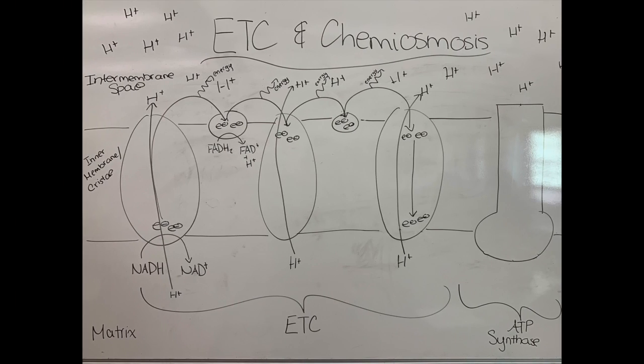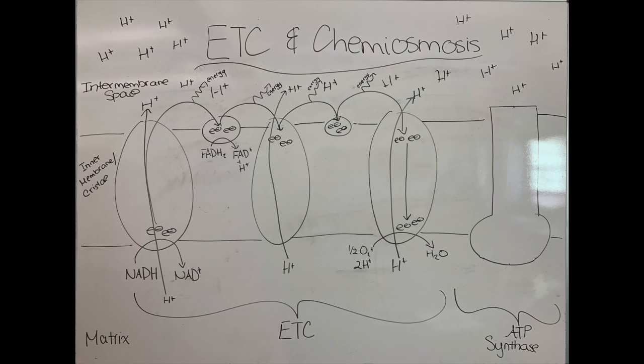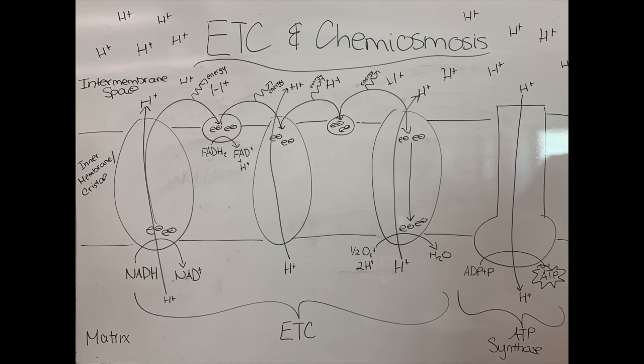The energy that is being released is being used by the proteins to create a high concentration of hydrogens in the inner membrane space. The electrons pass through the final protein and bond a half oxygen and 2 hydrogens to make H2O, which is released as waste. Hydrogen passes through the ATP synthase to join ADP and a phosphate to produce ATP.